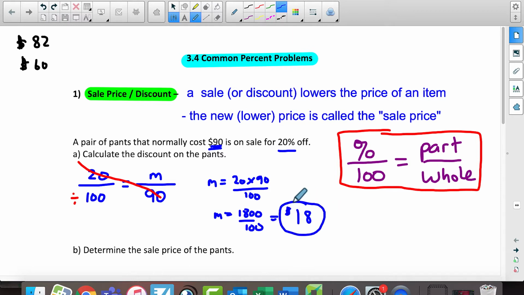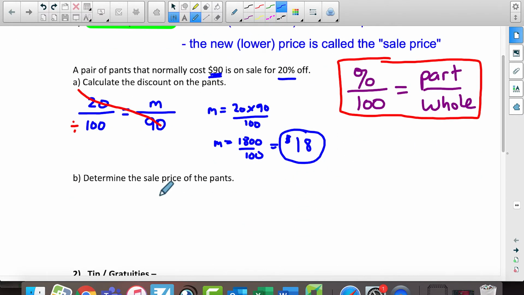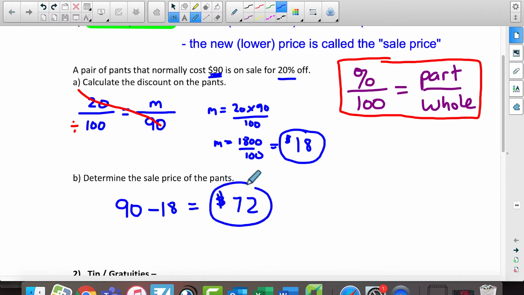So, question for you. Is that the new price of the pants? No. Remember, it was 20% off, so that means it's $18 off the price. That's how much you're saving. You're saving $18. So the new question is, determine the sale price of the pants. Well, that's not too bad, right? They were $90, but now we're saving $18. We're taking off $18, which means the new price of the pants is $72. That's how much it costs.